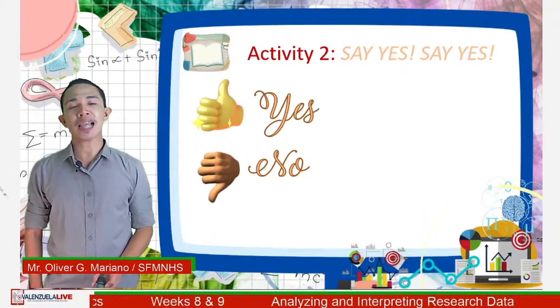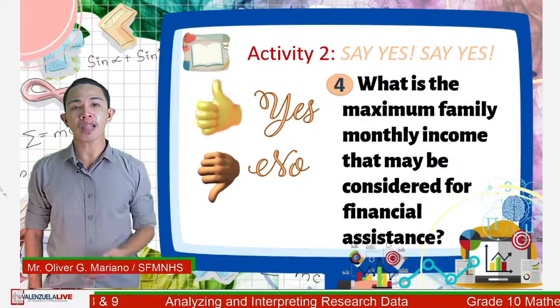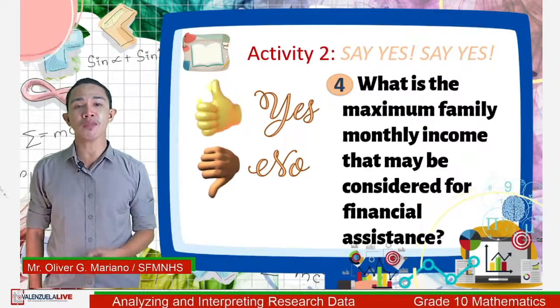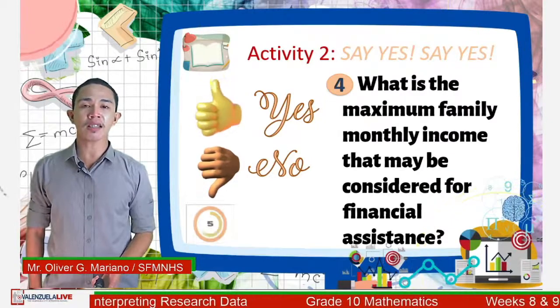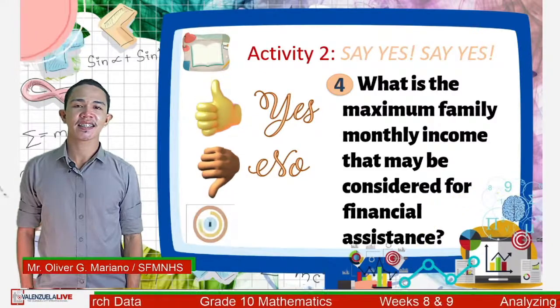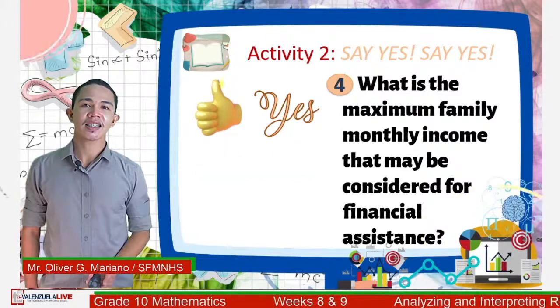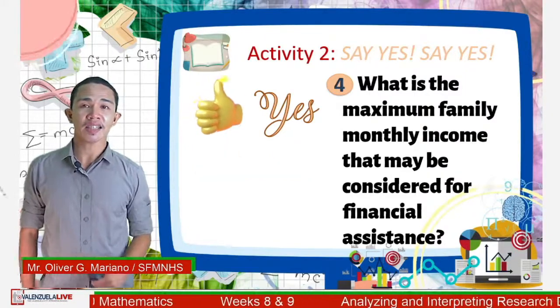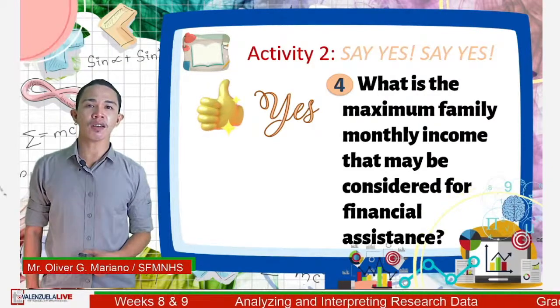What about this last question? What is the maximum family monthly income that may be considered for financial assistance? You have 5 seconds, go. All right. The correct answer is yes. This may be answered using measures of possession.